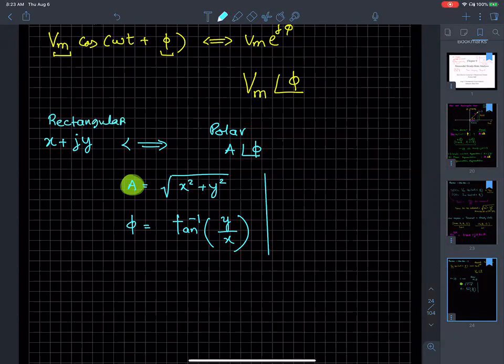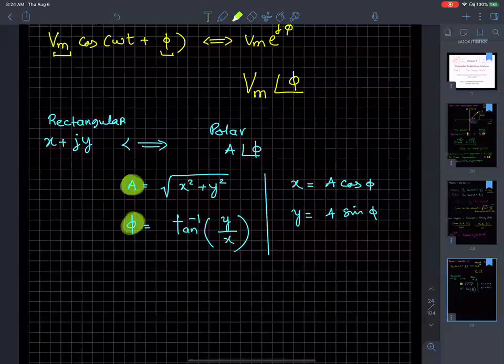Okay, if you wanted to go the other way, if you had a and phi and you wanted to calculate x and y, x would be a cosine phi, y would be a sine phi. Okay, so this is interconversion. How would you convert between rectangular form and polar form? And these parts are easy to see.